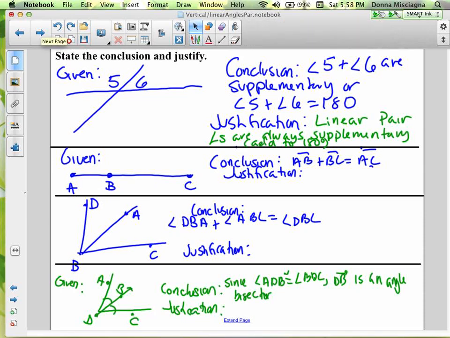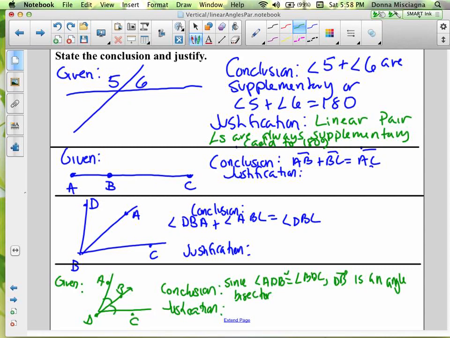Let's look at the next one. AB plus... so here we have a segment, right? There's point A, which is an endpoint on that line segment. Point C is another endpoint on that line segment, and point B is a point on that line segment. My conclusion is segment AB plus segment BC equals segment AC.